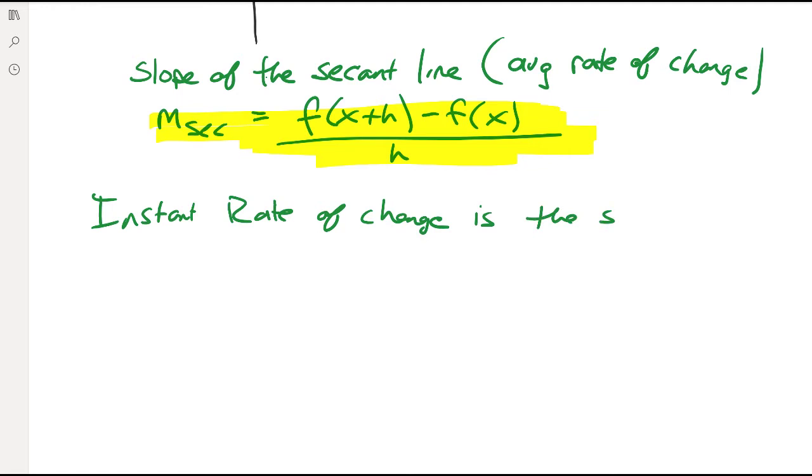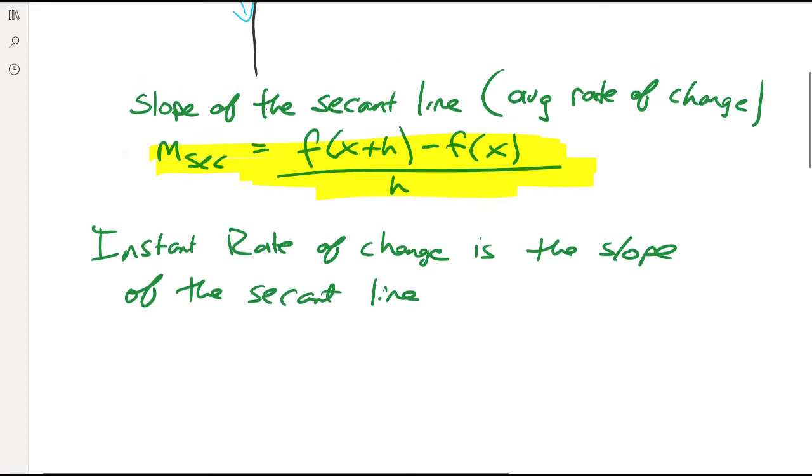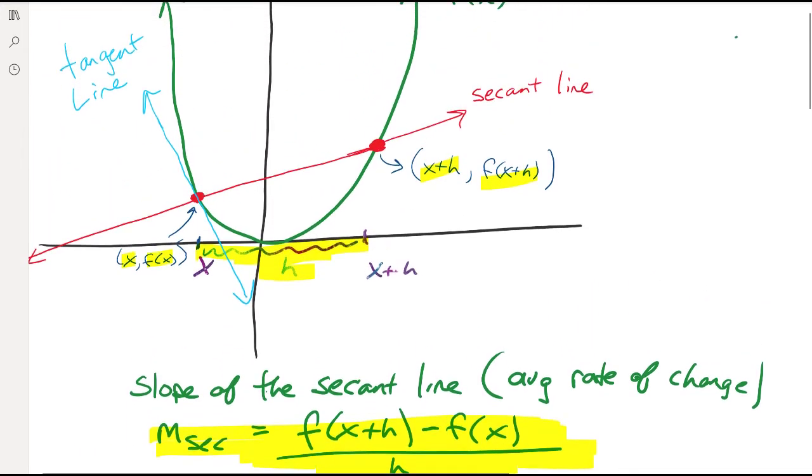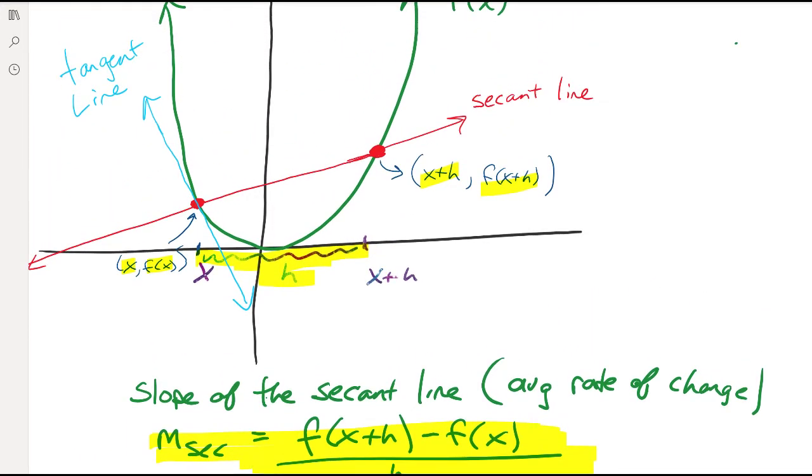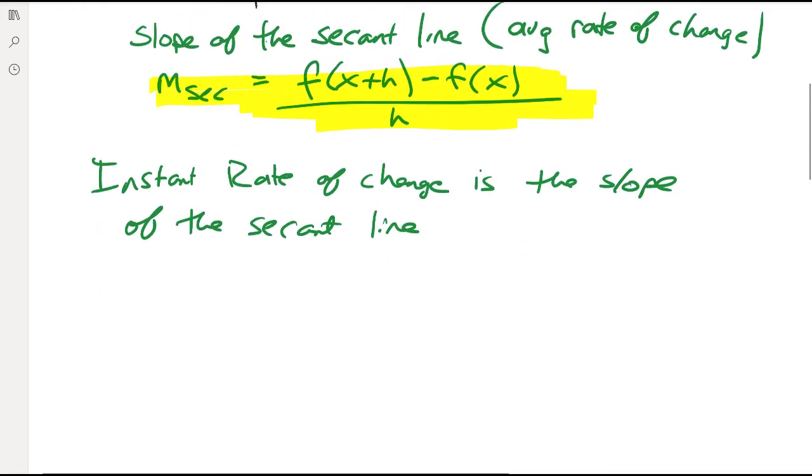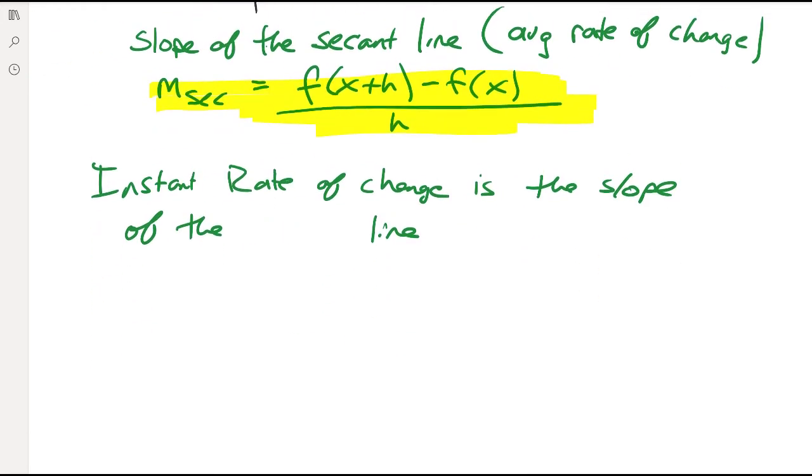is the slope of the tangent line. Well, how do we find the slope of the tangent line? What we can do is start off with the instantaneous rate of change, which is the slope of the tangent line.